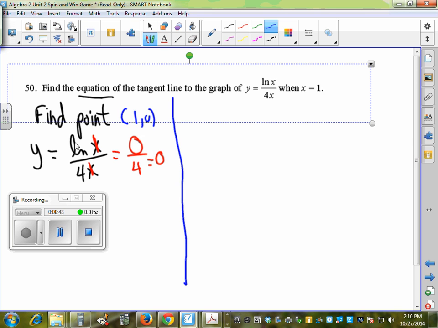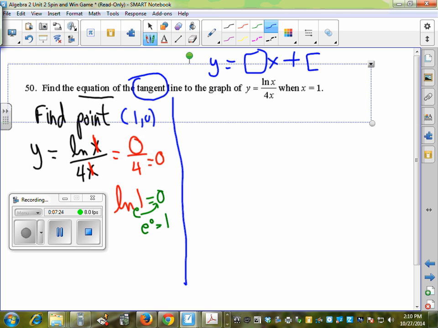Before I go any further, let's review why natural logarithm of 1 is 0. We know that the understood base for natural logarithm is e, so we have to think e to the what would give us 1. Well, that would be 0, because e to the 0 is equal to 1. That's a really nice factoid to remember, that the natural logarithm of 1 is always equal to 0. Now we're ready to do our derivative. Since they want a tangent line, we know we need the derivative, and the derivative will give us the slope of that line.